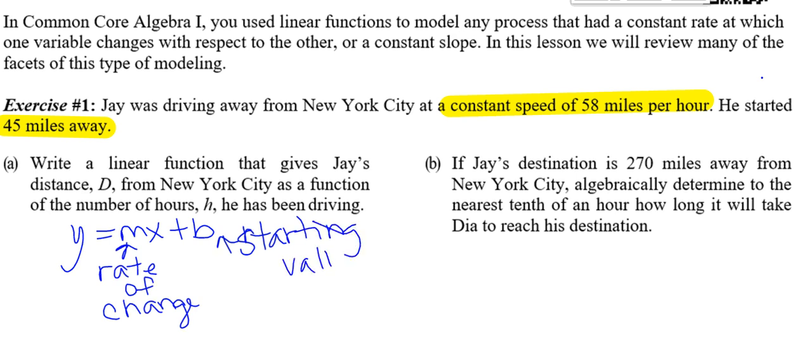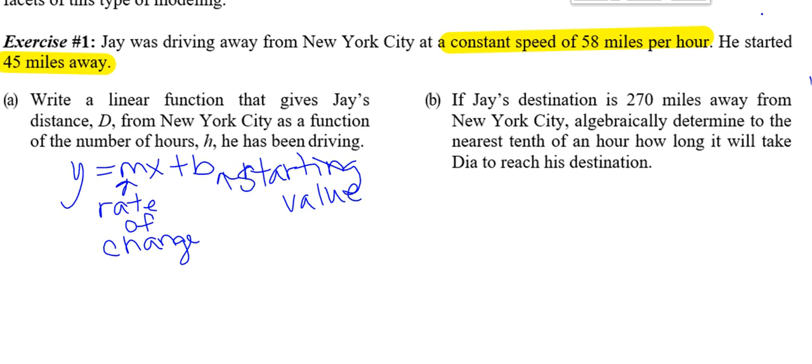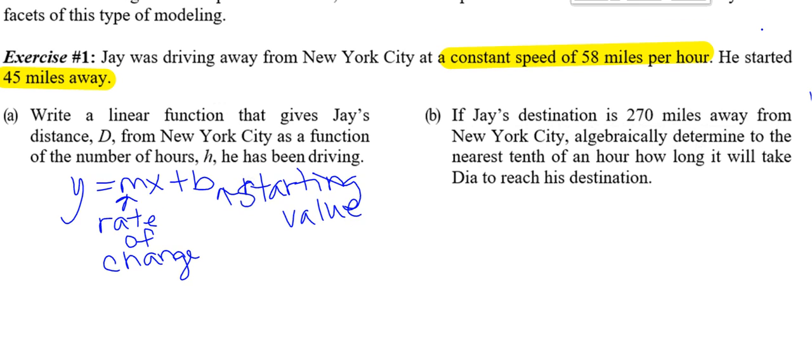And then it says to write a linear function that gives Jay's distance d from New York City as a function of the number of hours h he has been driving. So that just tells me I'm writing a linear equation in slope-intercept form, but instead of y, I'm going to be using d, and instead of x, I'm going to be using h. So first off, I'm going to have d equals, and I'm looking for my constant rate of change. And remember, per is the key term there. So it's going to be 58h.